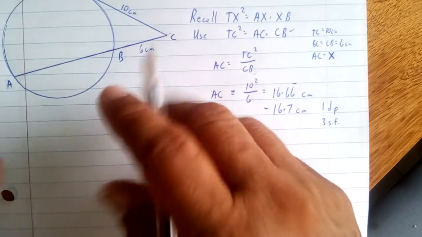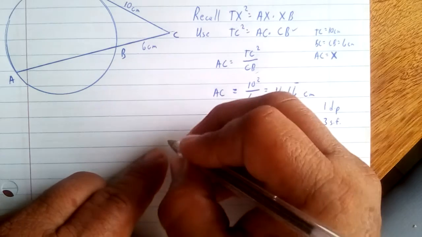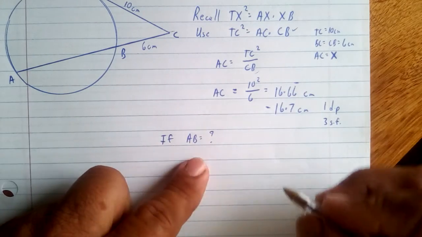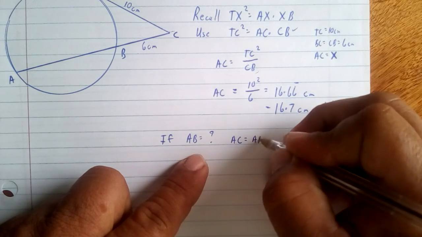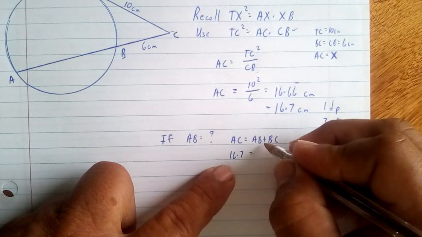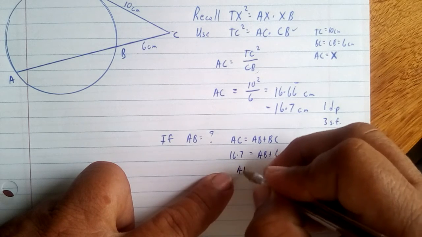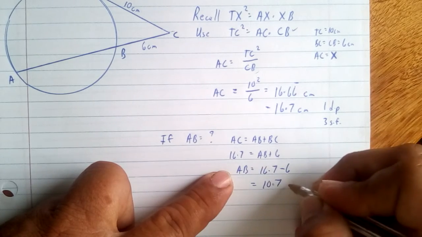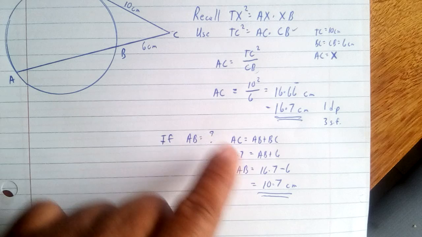And if they had wanted only the length AB, all right, so this is a little extra, if AB was in question, then you can note from the diagram that AC is equal to AB plus BC. We already have what AC is, which is 16.7. We don't know what AB is, that is what we are looking for, and BC we know is 6, so therefore AB would be equal to 16.7 minus 6, giving us 10.7 centimeters, and that would be our solution. But this is the secant. Okay, there's just a little extra just in case.